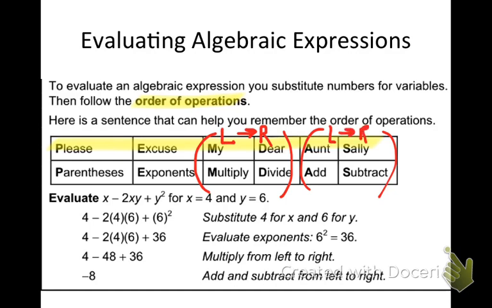Left to right. Okay? So that's how we do the order of operations. Alright, we're also going to be evaluating. When I evaluate, for instance, like x equals 4 or y equals 6, that means I'm going to substitute those values in place of the x's and y's. I need to substitute those values in and then use order of operations to solve.